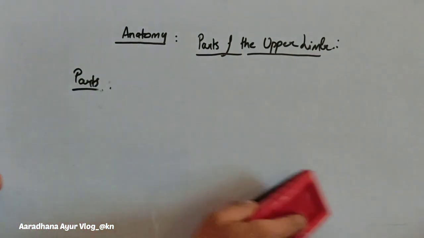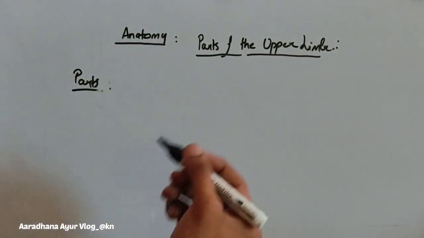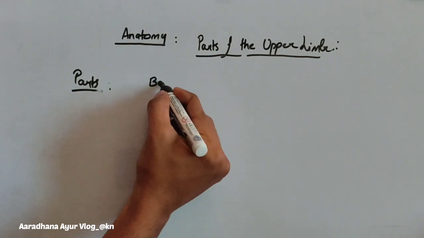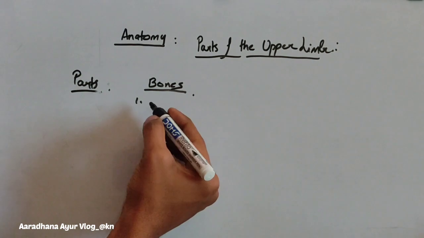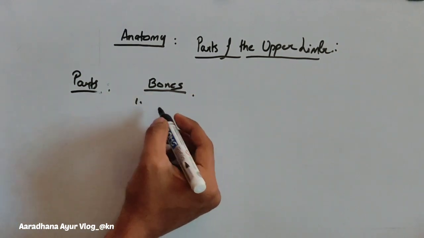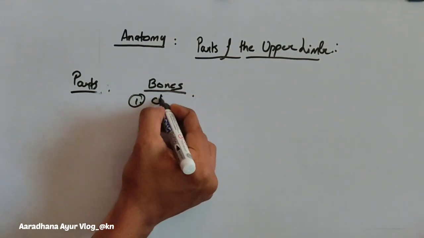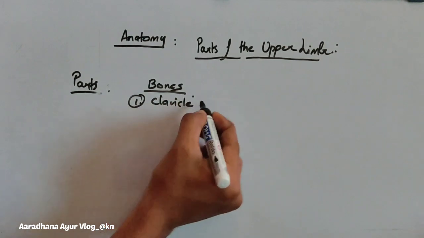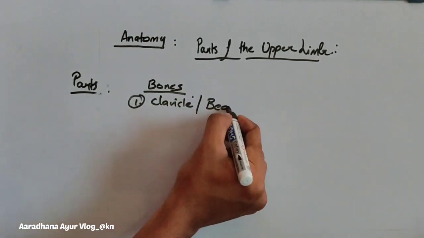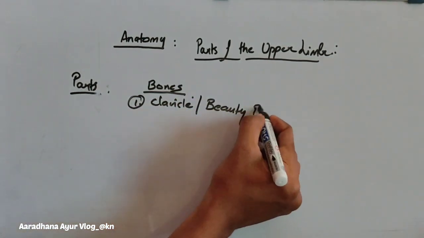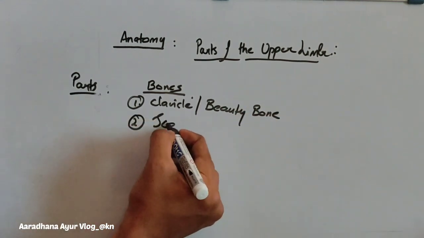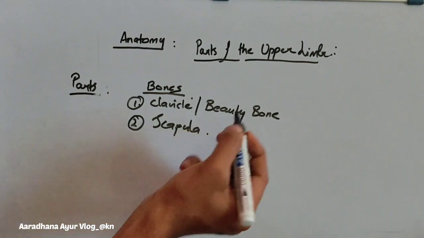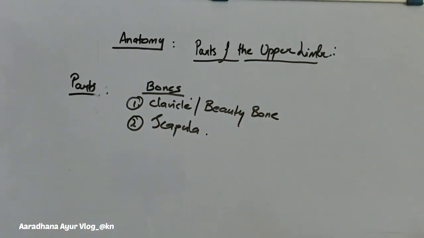So let's see what are the bones and the joints in the shoulder region. The bones present in the shoulder girdle are two. The first one is the clavicle bone, which is also called the beauty bone. The second one, in the scapular region, is the scapula bone. These are the two bones which come in the shoulder region.